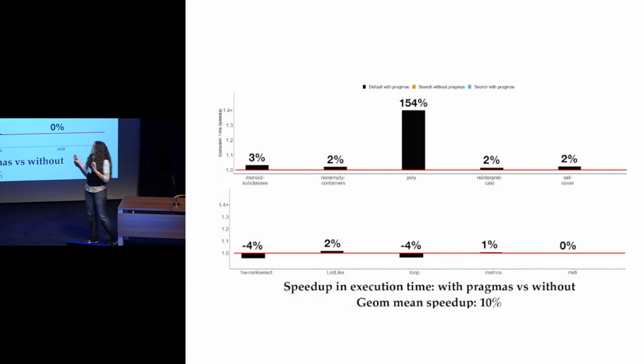Now, if we look at the effect of Pragmas for these particular 10 packages, about 6 of them sped up a bit. 1 of them sped up a lot. This one is called Poly. I believe it's a library for dealing with operations with polynomials, and its speed increased by about 154%. There were 2 other packages that slowed down a bit, and there were 1 or 2 that were about the same.